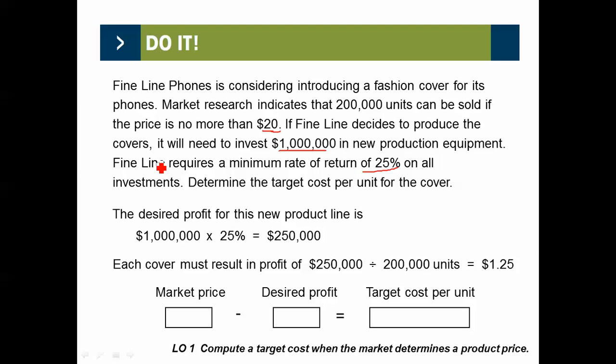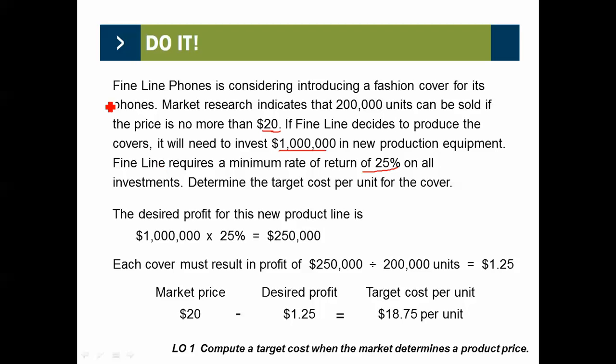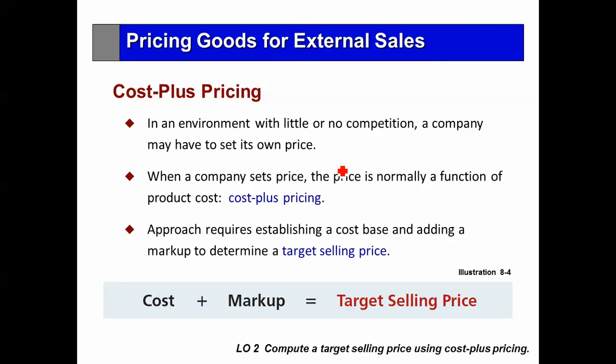$1.25. Now, we look at the market price, which is $20. And we say, okay, we need a profit of $1.25. The question now becomes, can I produce this product for $18.75? Produce it, market it, sell it, and everything else for $18.75. Well, then I look at the variable costs, and I know the fixed costs. The fixed costs are $1 million. Okay, so then I set the price based on that.